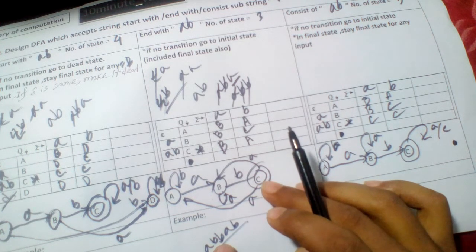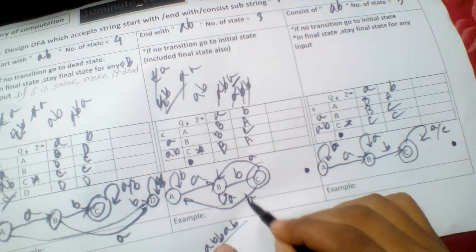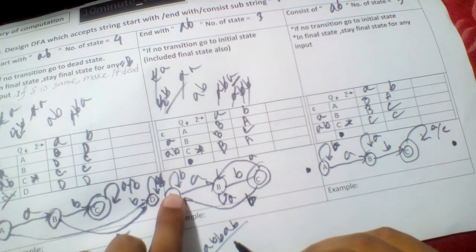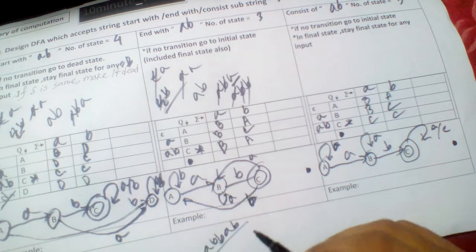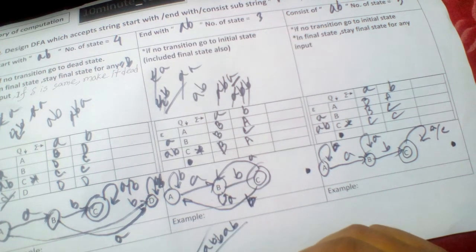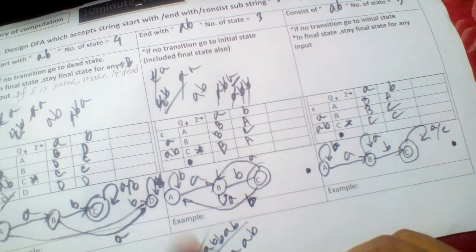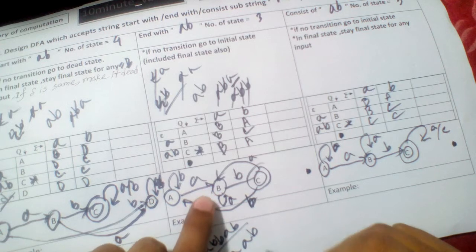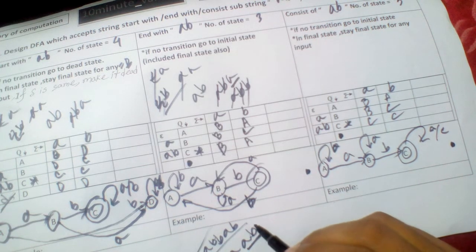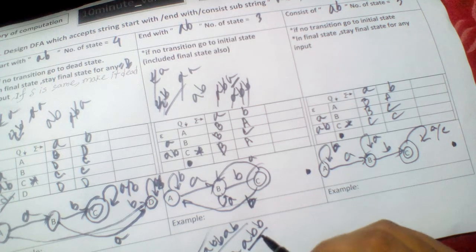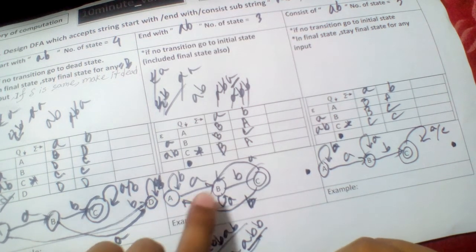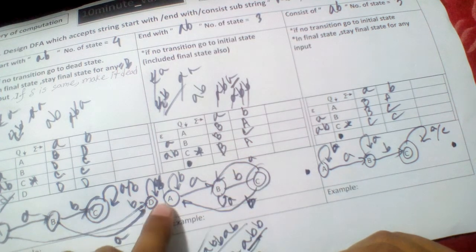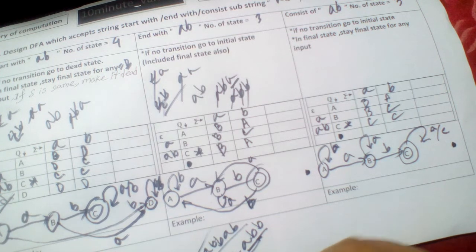from C, for B, it will go back to A, and again it will go for A to B, for B to C. So this is accepted. Okay. But if we add another B, this will not be accepted. Let's check it. For A it will go to B, for A it will stay in B, and for B it will go to C, for B it will go back to A. So this is not our final state, so this is not accepted.